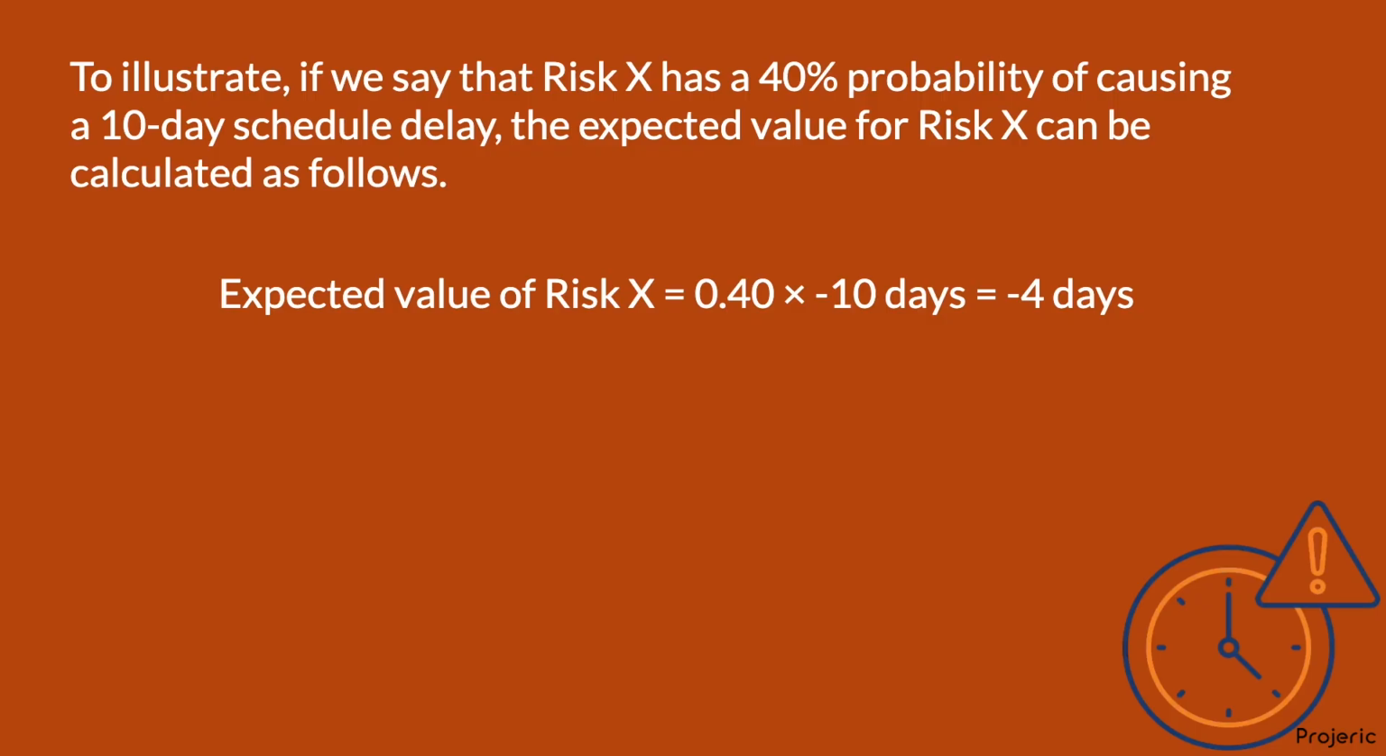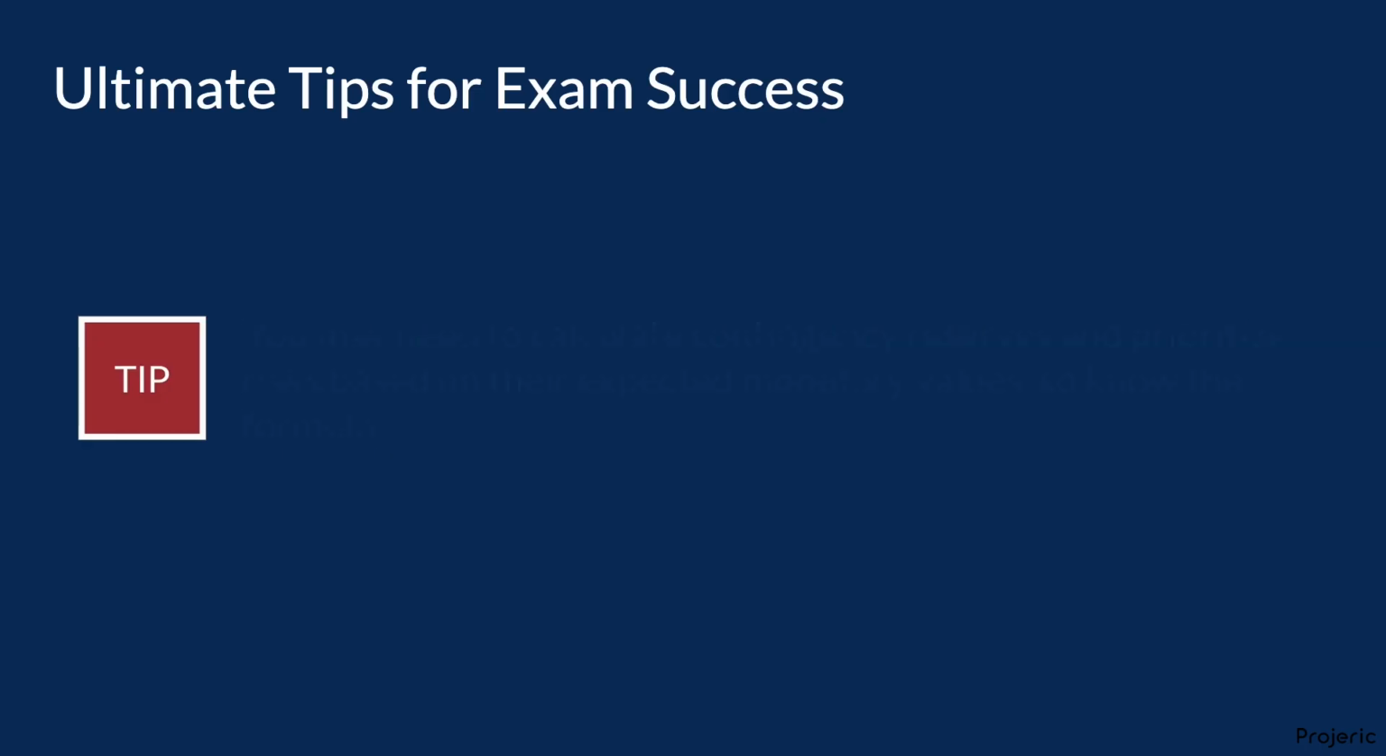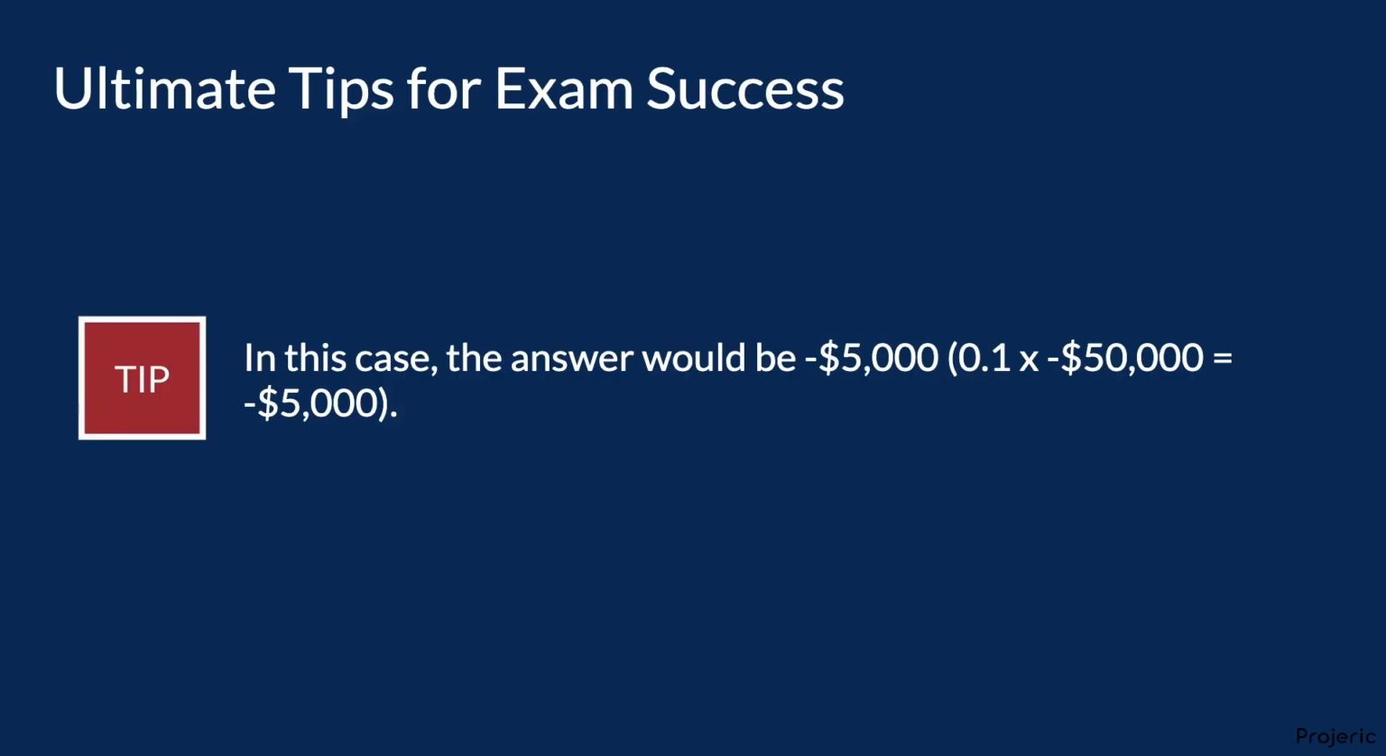Lastly, let's take a look at the ultimate tips for exam success. You may need to calculate contingency reserves and prioritize risks based on their expected monetary values, so know the formula. For example, consider a question asking how much cost contingency reserve might be appropriate to cover the potential negative impact of an identified risk with a 10% probability and a $50,000 impact. In this case, the answer would be negative $5,000.